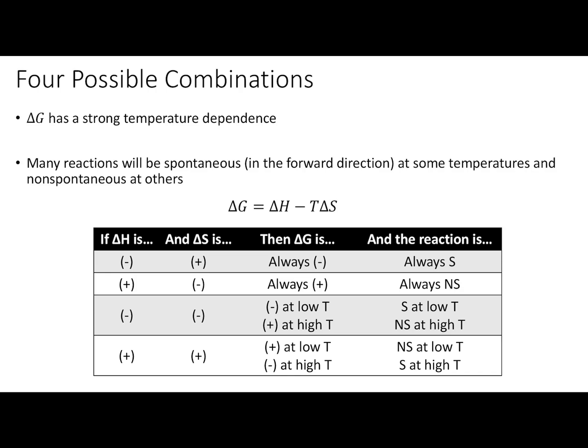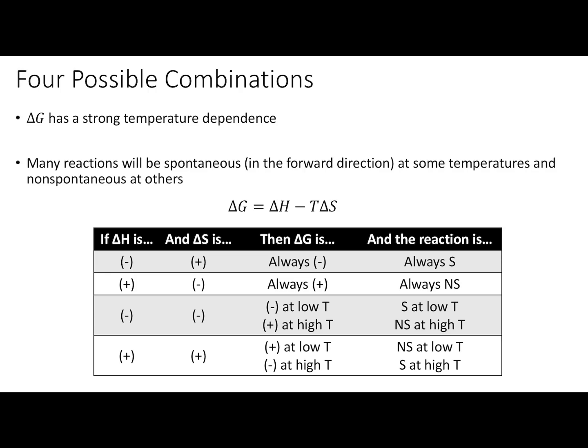out with this equation. The first scenario is that delta H may be negative and delta S may be positive. If this is the case, then delta G will always be negative. In other words, at all temperatures, that particular process is spontaneous. The second scenario, if delta H is positive and delta S is negative, then delta G will always, regardless of temperature, be positive, and therefore that process is always non-spontaneous.